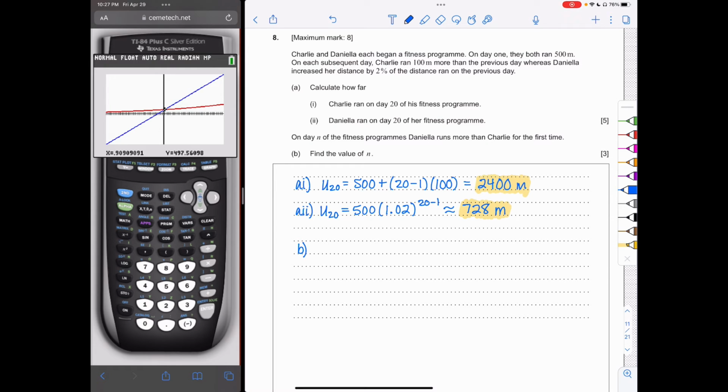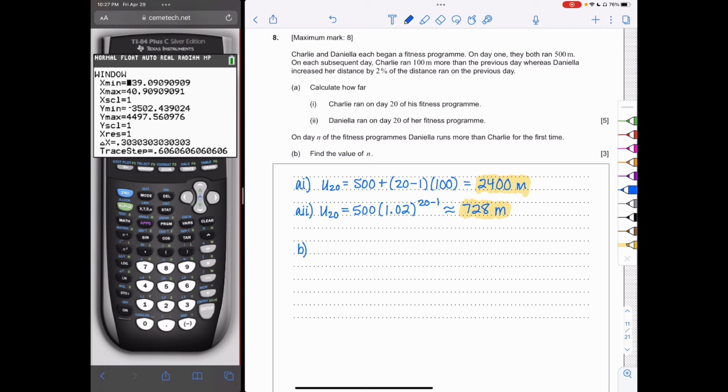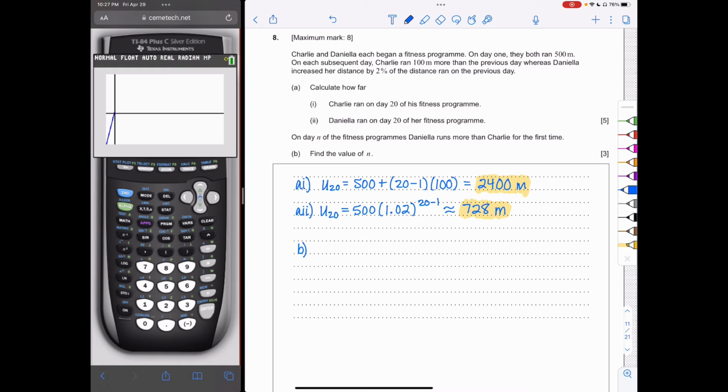All right, so when I did that, I ended up seeing that it's kind of curved a little bit. So instead of zooming out again, I'm going to go to my window and extend my X max. I'm going to make it 500 just to be safe to see where it crosses. So I see that it is going to cross somewhere up there. So I'm going to adjust my window again.